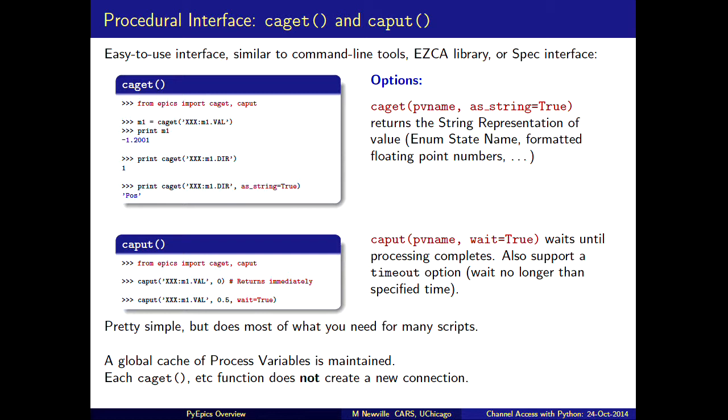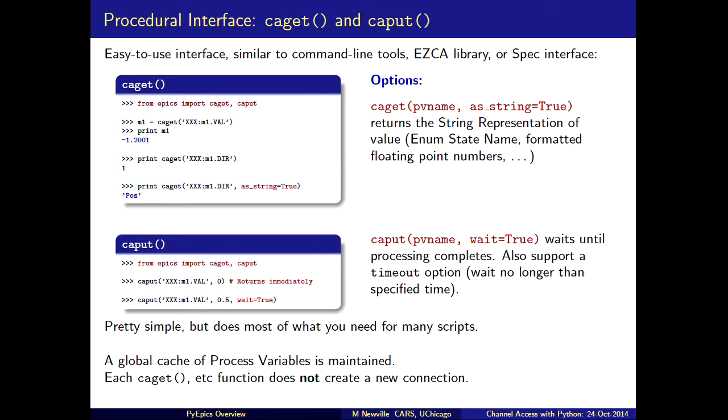And this returns either a nicely formatted version of the value, or for enum types and so on, it'll return the enumerated string. So that's better to read.